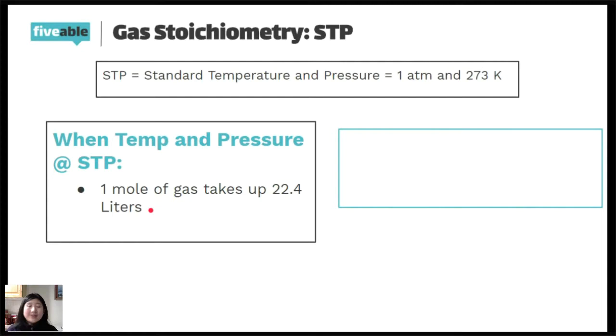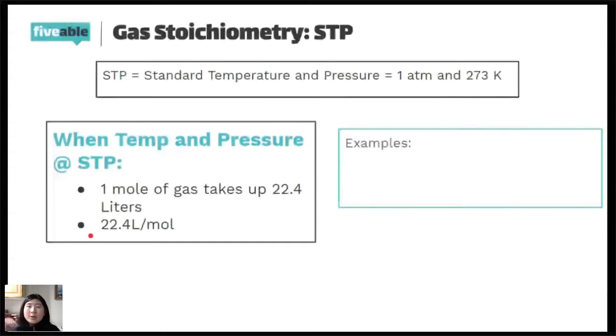So that's pretty cool, right? All the different elements, if they're all at the standard temperature and pressure, which is 1 atmosphere and 273 kelvins, they will all take up 22.4 liters of volume in space. All right, and this is the unit conversion equation that we use: 22.4 liters over 1 mole.